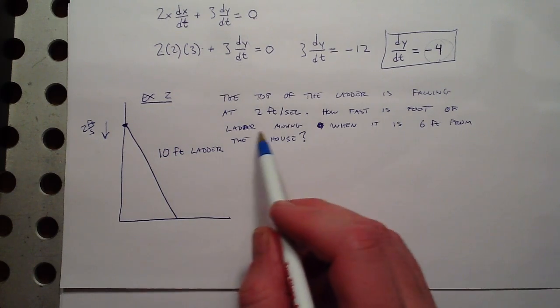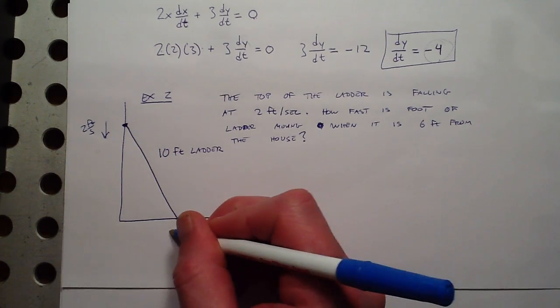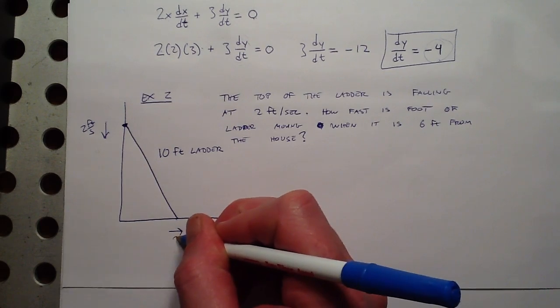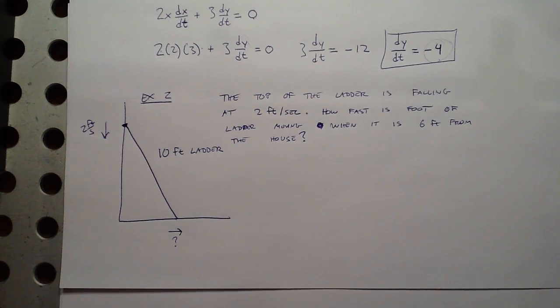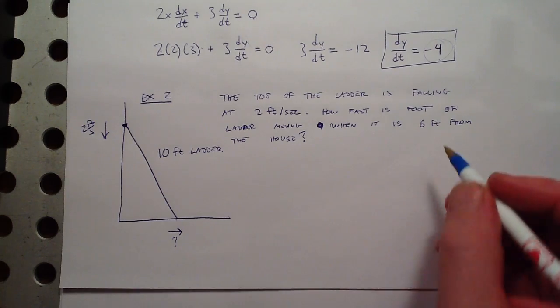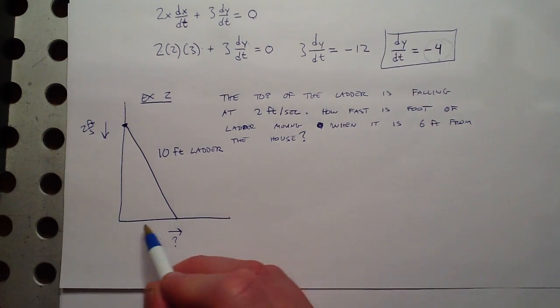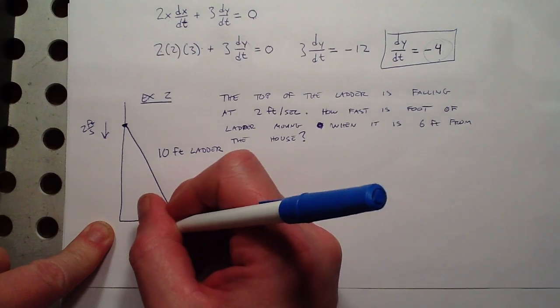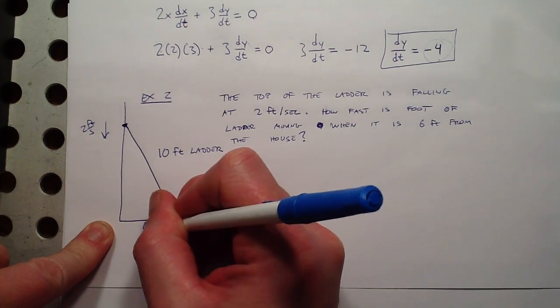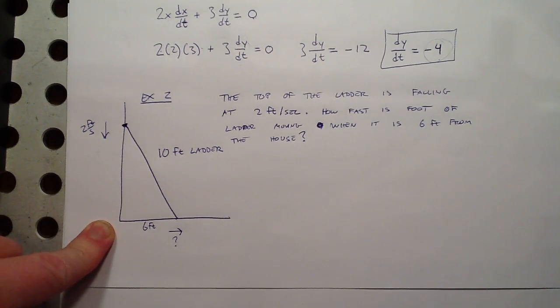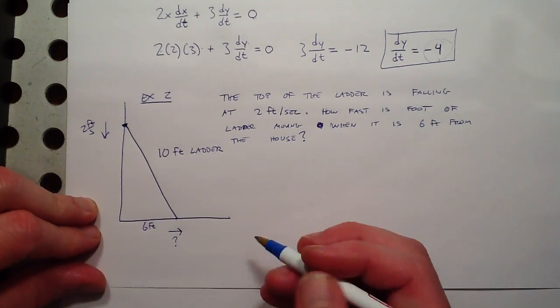How fast is the foot of the ladder moving? So I want to know how fast that's moving. Don't know that right now, but we're looking for it. And when the foot is 6 feet from the house, so this right now is 6 feet from the house. Well, let's label these things.